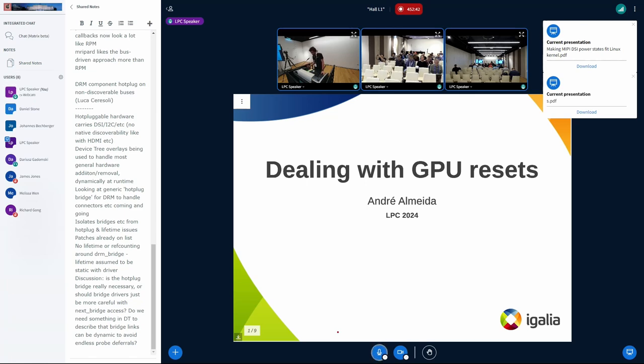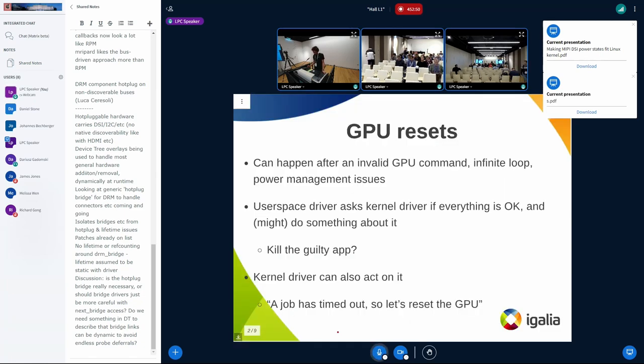I'm here to talk about GPU resets again, and hopefully we can get some ideas together on how we can improve on that. So GPU resets can happen after an invalid GPU command, when your shader goes into an infinite loop, or when you have some power management issues with the firmware. So there are a lot of things that can cause a GPU reset.